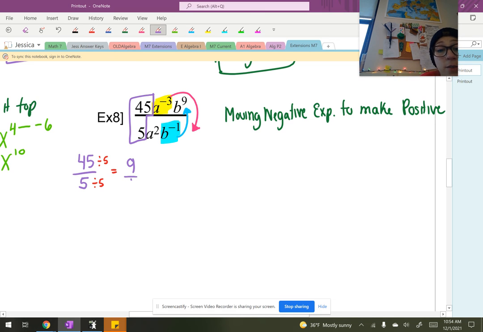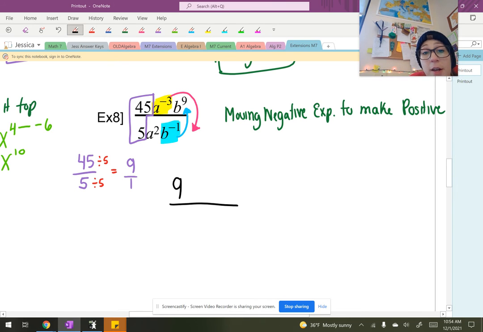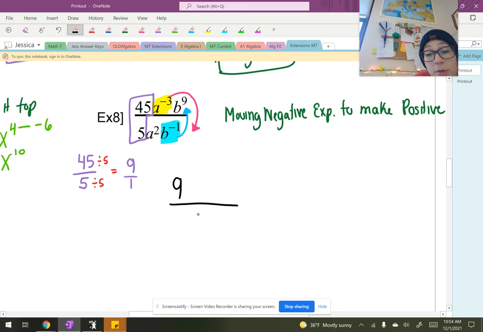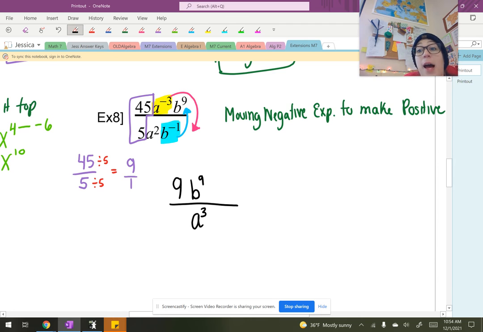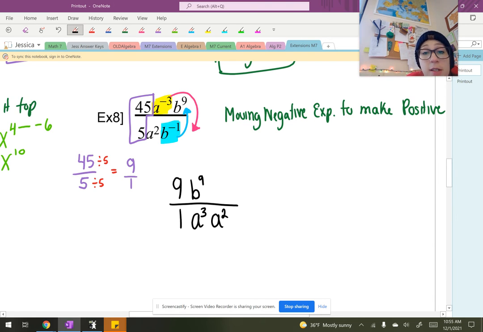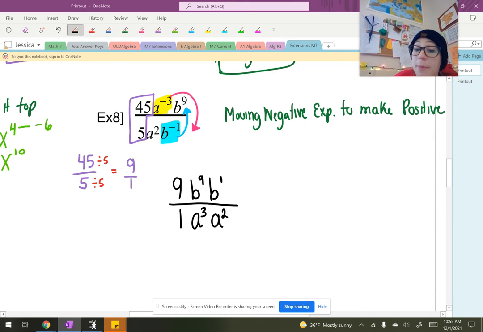Okay, so that 9 is over 1. That 9's on the top. So now I have 9 over a fraction bar. So a to the negative 3 is going to go down to the bottom now, where it becomes positive. On the top, I still have b to the 9th. That's not changing because that b has a positive exponent. Okay, on the bottom, I have 1, which I can write. A squared stays on the bottom because that's positive. B to the negative 1, though, moves to the top. And when it moves to the top, it becomes positive.